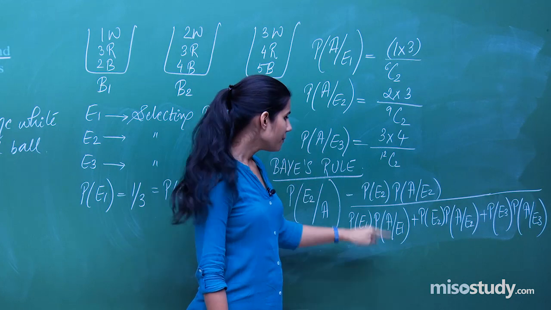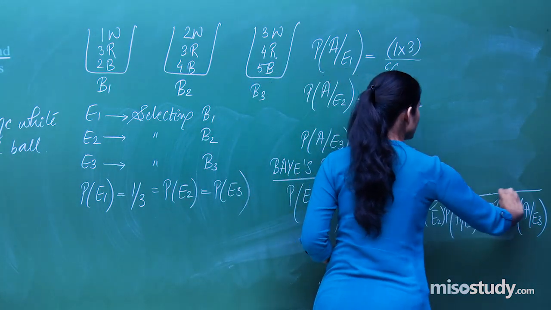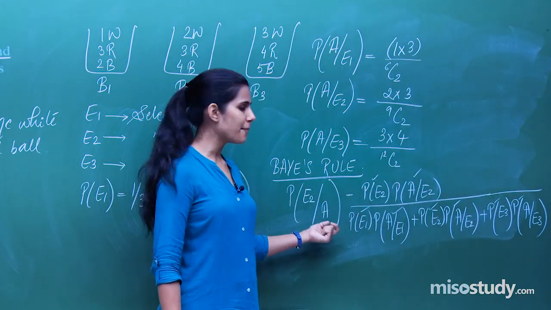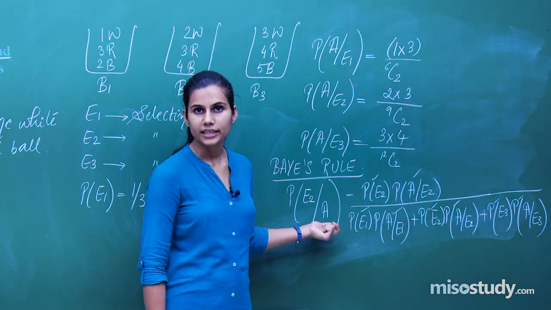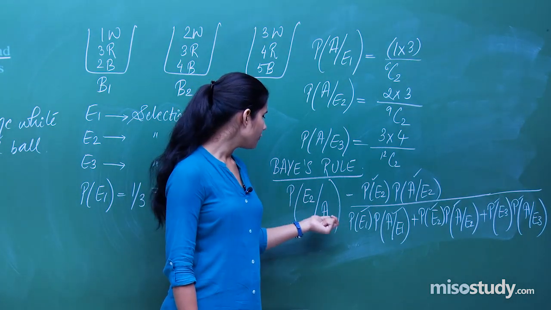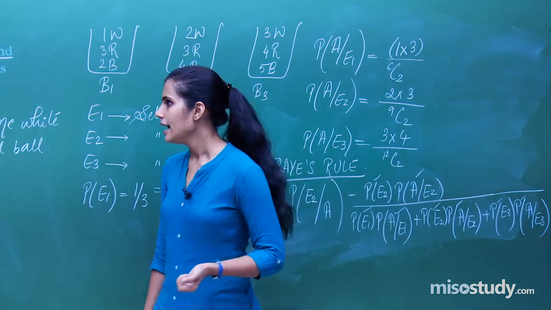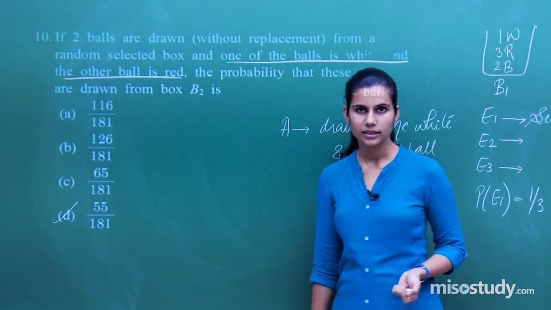Right? The moment you have got this, you know all these individual values. When you plug in all the values, you basically get the probability of event E2 when event A has already happened, or I can say probability of withdrawing one white and one red ball from box 2, and that comes out to be 55 by 181.